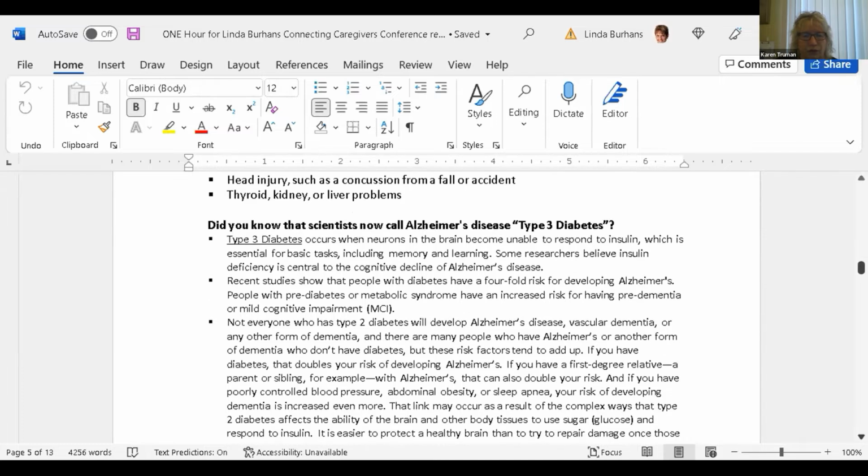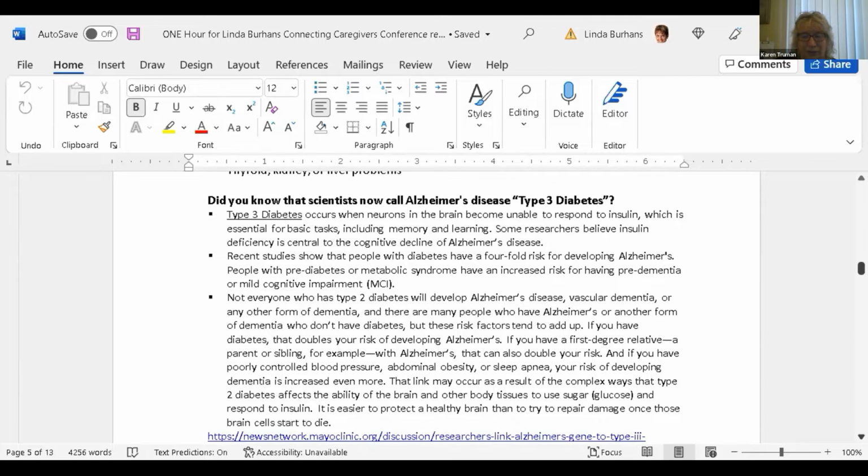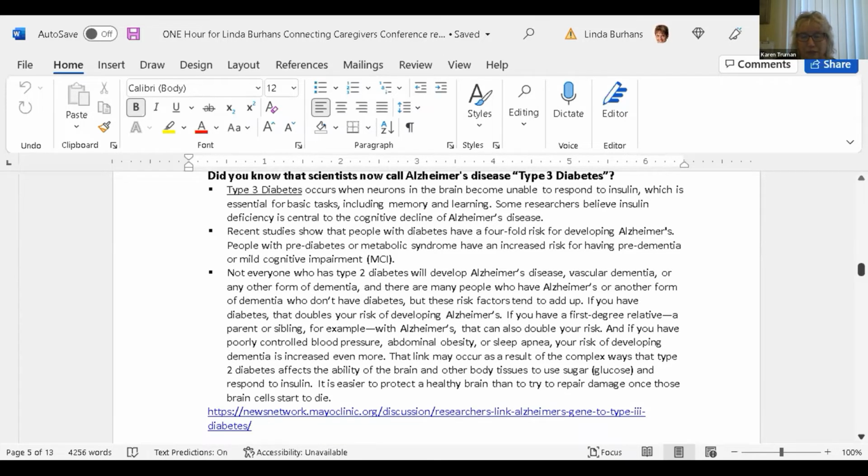And do you know now that Alzheimer's is considered type 3 diabetes? So that's the thing that we're also looking at. There's a lot of people with diabetes that are now starting to show some cognitive changes. People with diabetes have a 4-fold risk for developing Alzheimer's. Not everyone with type 2 will develop it, but the risk factors are going to keep adding up. So we need to really, really take good care of ourselves. That's my message. Take much better care of yourself than you think you are.